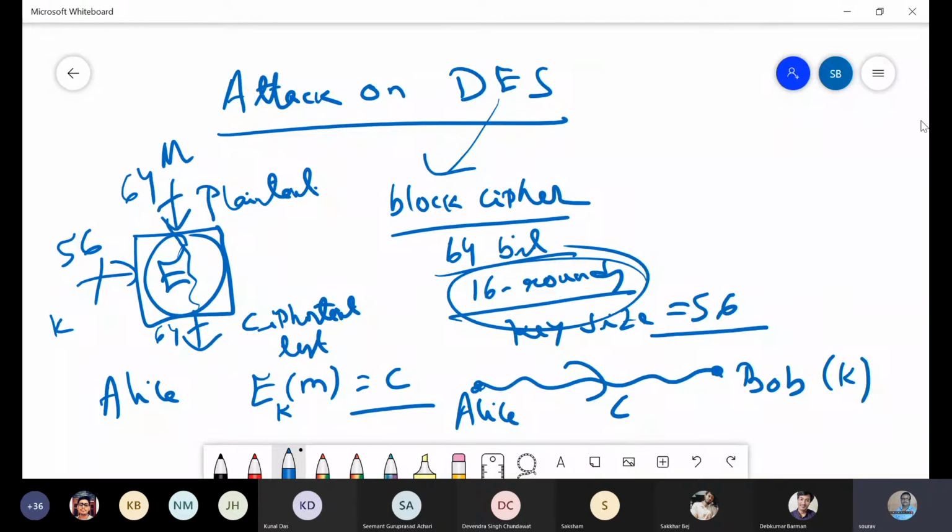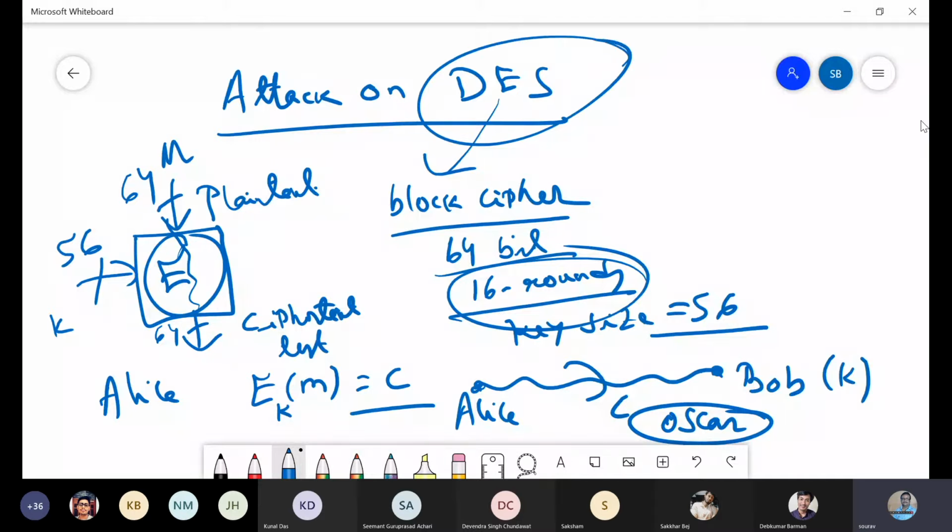Now we'll talk about what Oscar can do. That is all about cryptanalysis. Suppose Alice and Bob have used DES, the block cipher, to encrypt their 64-bit message for their communication. We want to know what Oscar can do here. Any questions so far?